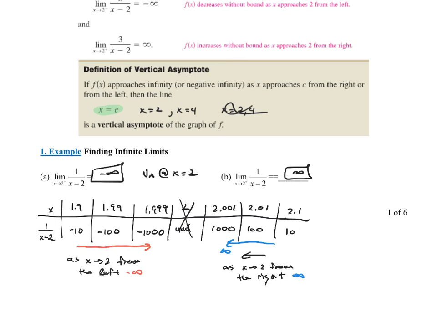If either of those directions approach negative infinity or infinity, I know I have a vertical asymptote. So we can just simply go back to using our charts, plugging in our tables, just like we did in the first few sections of this semester.